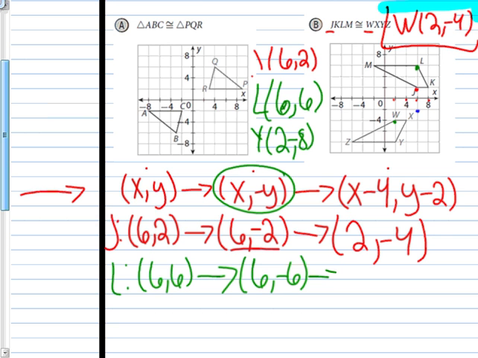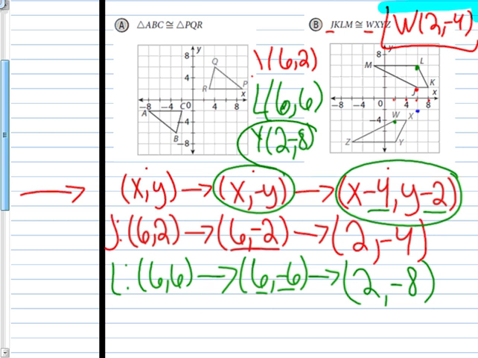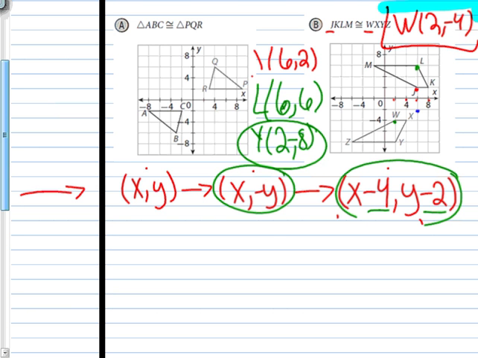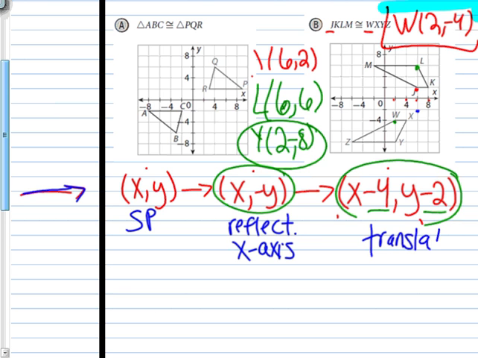Okay, and then we're going to apply the translation. So 6 minus 4 is 2, and negative 6 minus 2 more is negative 8. And what do you know? We ended up mapped right onto Y. So again, here is the coordinate notation for it. This is our starting point. I'm going to put an SP for starting point. This was a reflection across the x-axis, and then a translation.